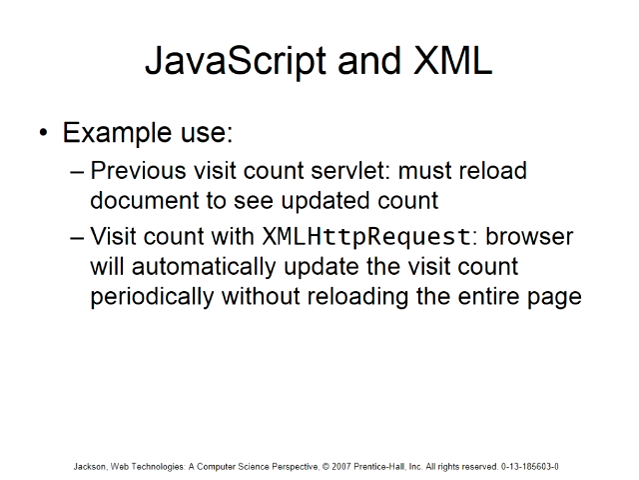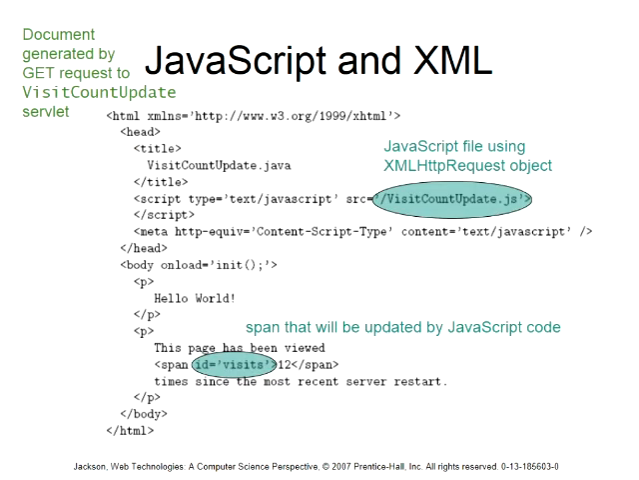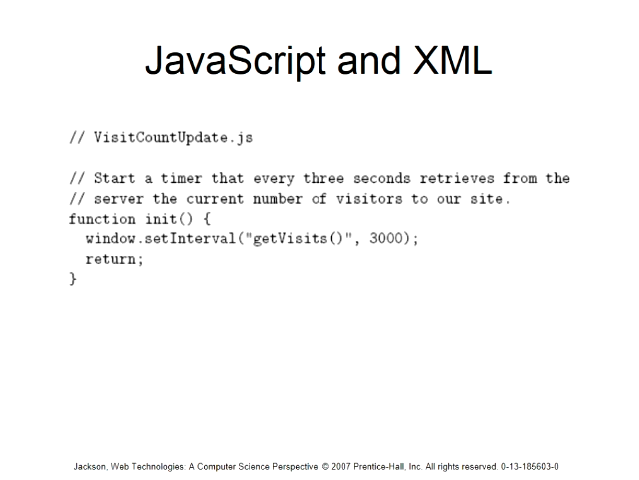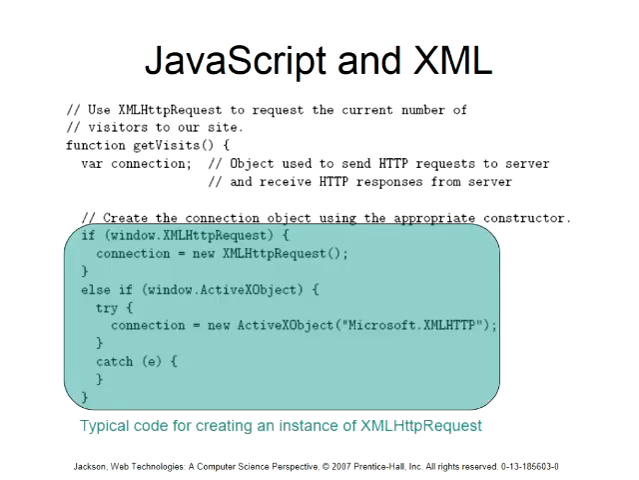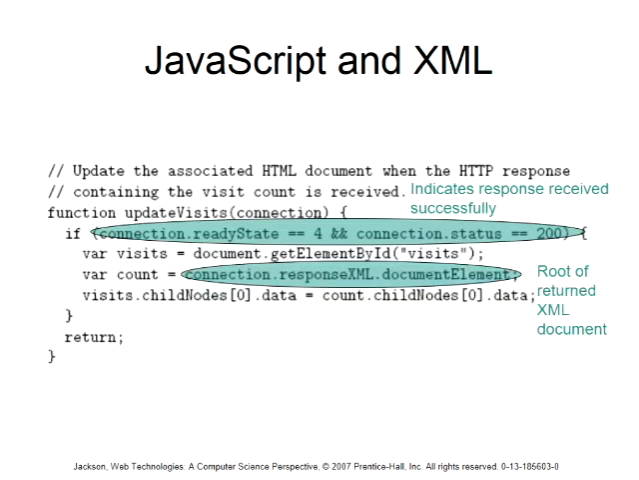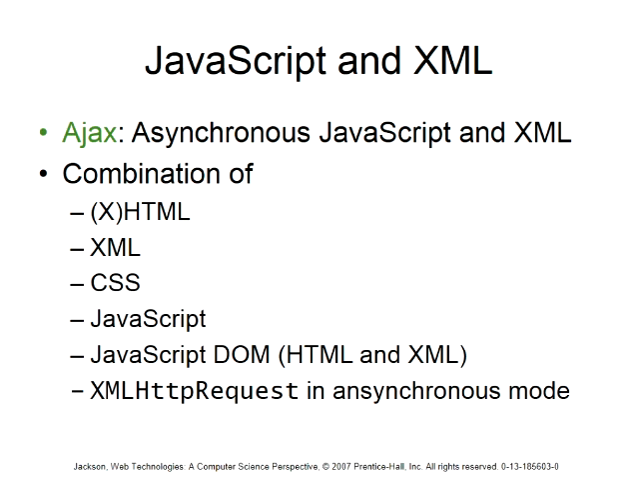So an example of use: the previous visit count servlet must reload documents to see updated counts, but with XML HTTP request the browser will automatically update the visit count periodically without reloading the entire page. This is an example of JavaScript and XML code.